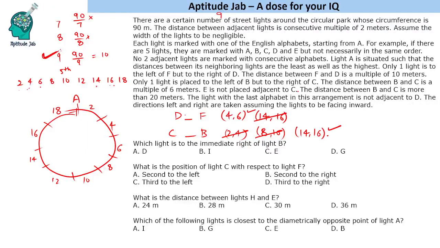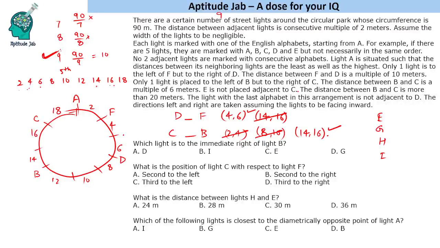So for D and F, the distance will be 4 and 6, right? So this is basically D and this is F, right? One light in between, 6 and 4, total 10. Similarly, this will be C and this will be B, right? So total distance of 30. Okay, now we have placed these 5 lights, A, B, C, D, F, and we are left with E, G, H and I, 4 lights.